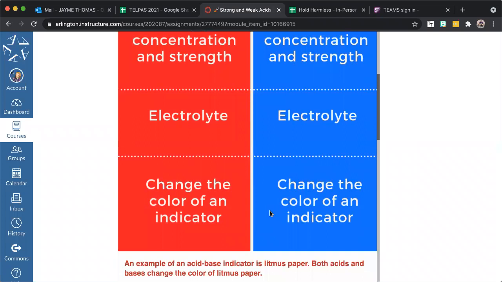And both of them are going to change the colors of an indicator, like that litmus paper I mentioned, but they're going to change different colors. So that's why indicators are something we usually use to identify if something is an acid or a base. And then there are some indicators that are more specific, that actually turn different colors at different pH levels. We can look at the color that it turns and estimate, oh, the pH is about 6 or it's about 8. We have a scale we compare it to.